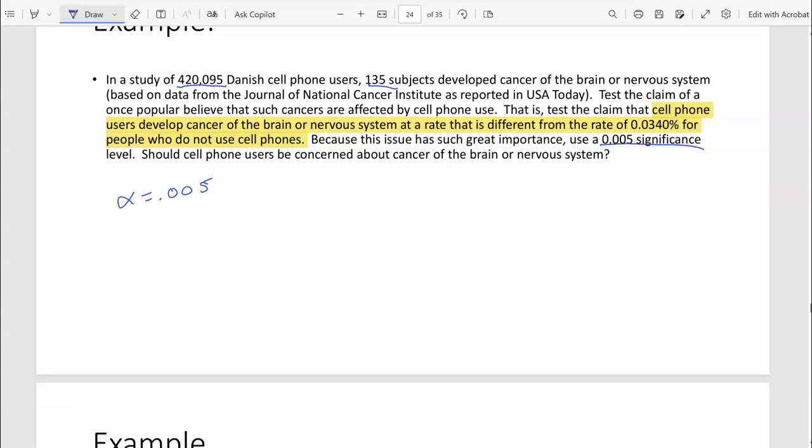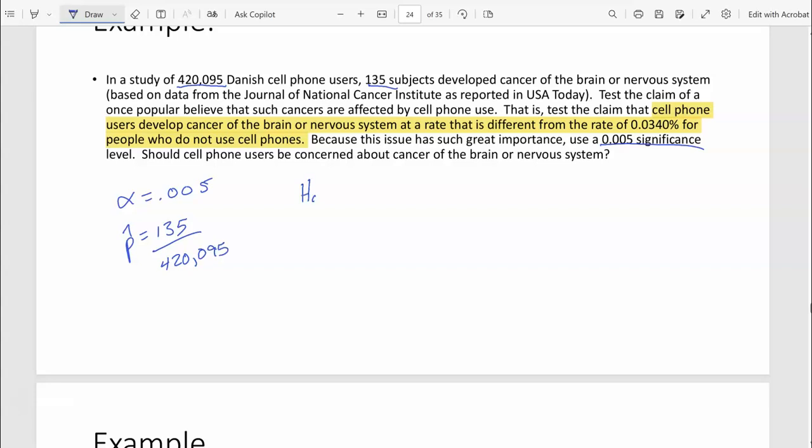We're talking about cancer. We want to be really careful with that. That's why we're using such a small significance level. We want to leave very little room for error. Remember, the alpha is tied to your errors. Our p hat value is 135 out of 420,095.